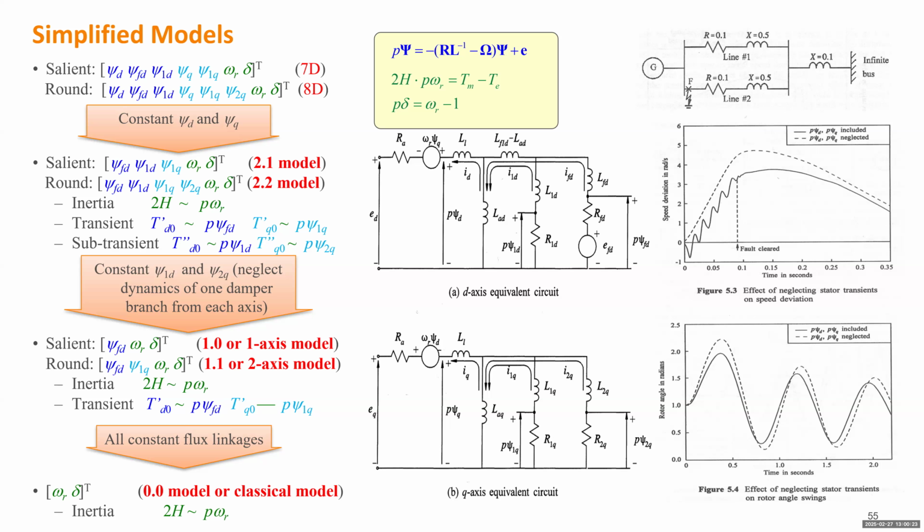But this can be a very useful model when you want to create some new concept. If you want to design any controller or stability algorithm, you want to start from a very simple model, so you can start from the classical model. And then you can gradually add one or two flux linkages to the state, to upgrade the model to 1.0, 1.1, or 2.1, 2.2. Usually the 2.2 model is the most complex model you will see regarding power system stability.